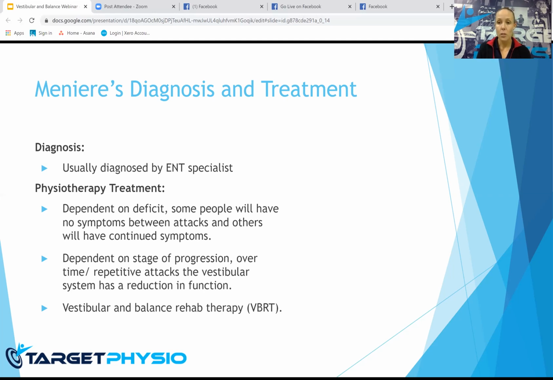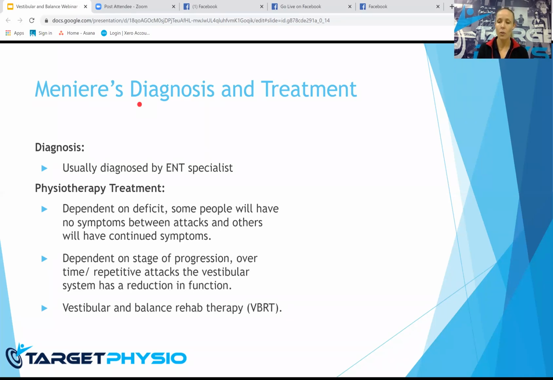The physiotherapy treatment that we help you with is dependent on the deficit. It's such a variable condition, this one, with some people being left with dizziness all the time and feeling off balance, whereas others will feel perfectly normal between. So each person has a different approach, and it's dependent also on the stage of progression.